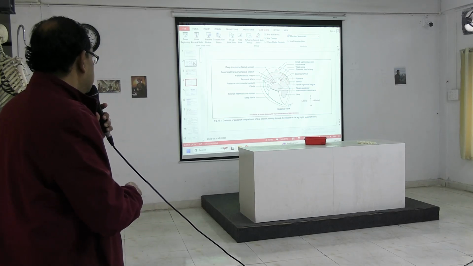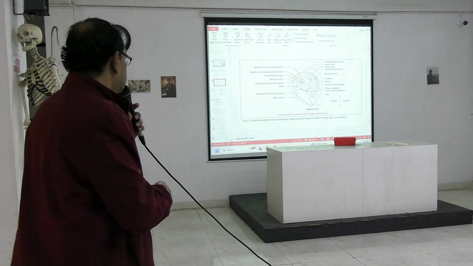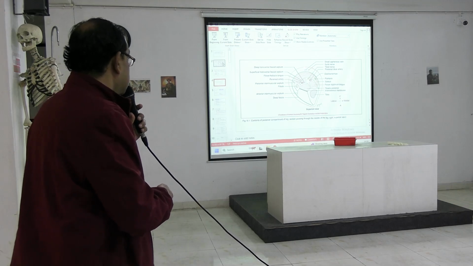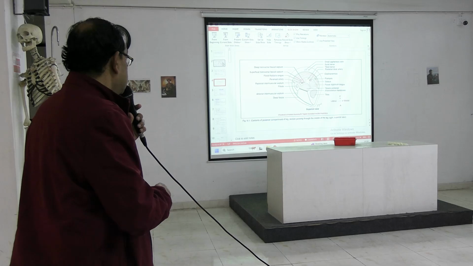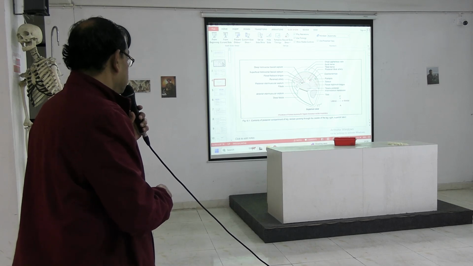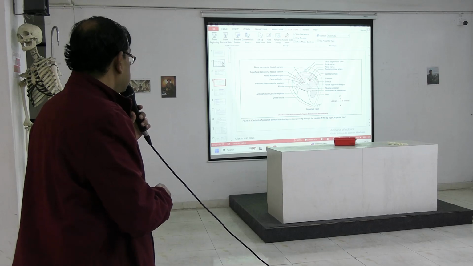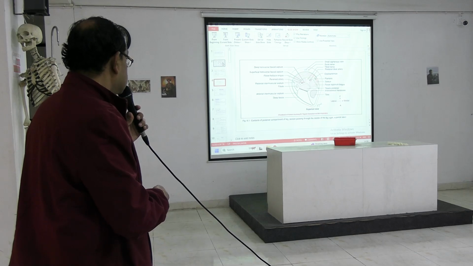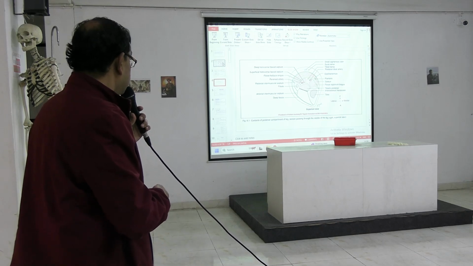Here you can see, just below the skin, one nerve and one vein, that is the sural nerve and small saphenous vein. This is the deep fascia and this is the deep transverse fascia. From superficial to deep, we can see several muscles. On the superficial plane, we can get the gastrocnemius along with soleus. This is gastrocnemius, this is soleus.